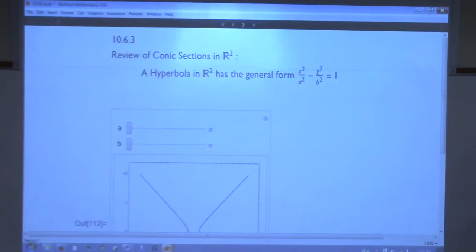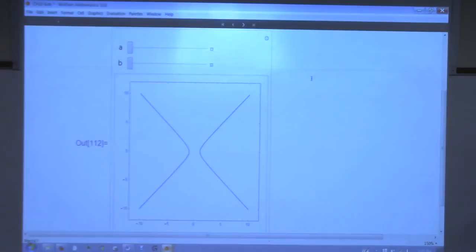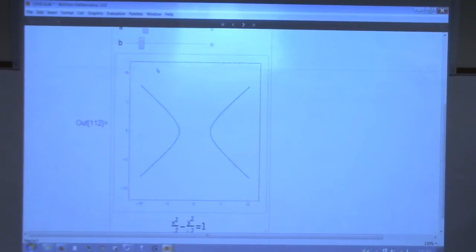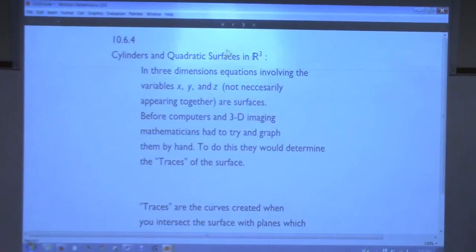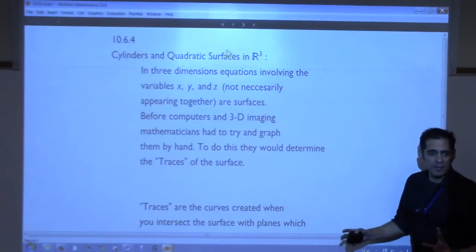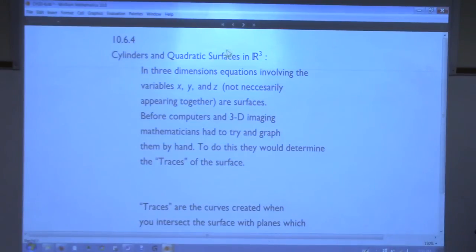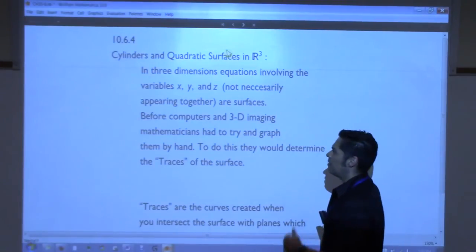If you had the same thing as an ellipse except subtraction between them, you draw a hyperbola. And if you change a and b, this is how it would affect the picture. These are things you should be familiar with, at least visually familiar with. Now what we want to do is blow this open to three-dimensional space, which means we're going to have three variables involved and see what they look like.